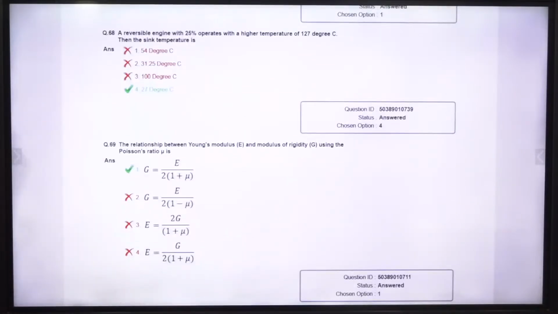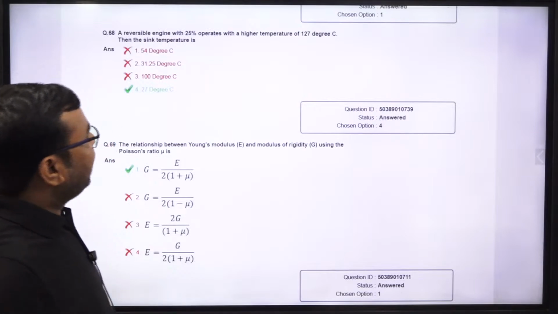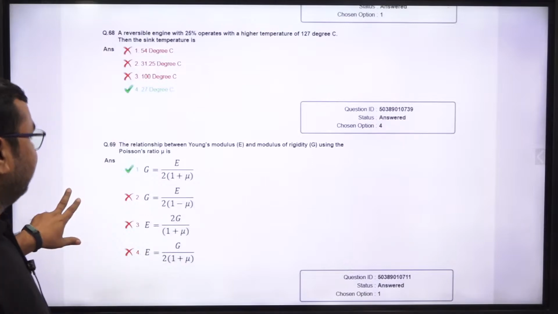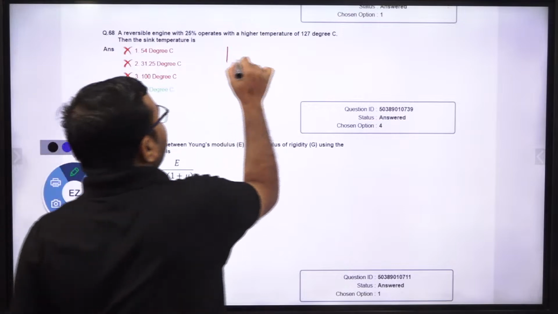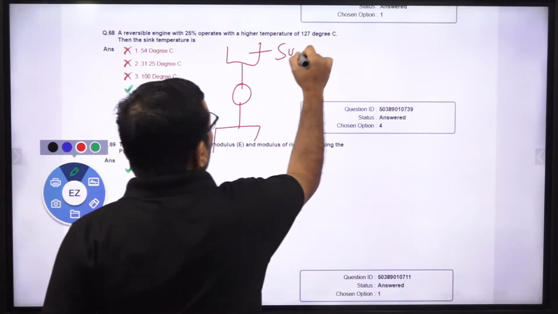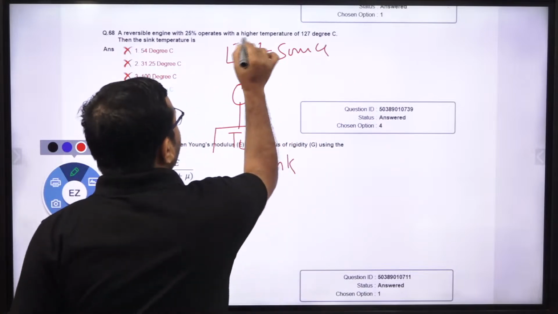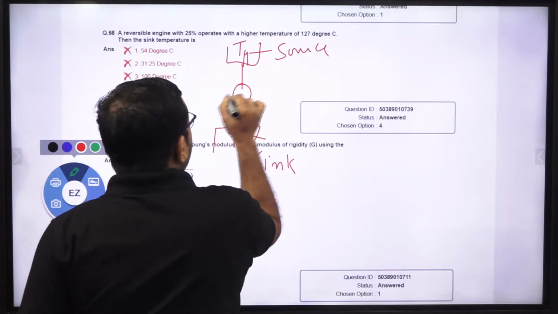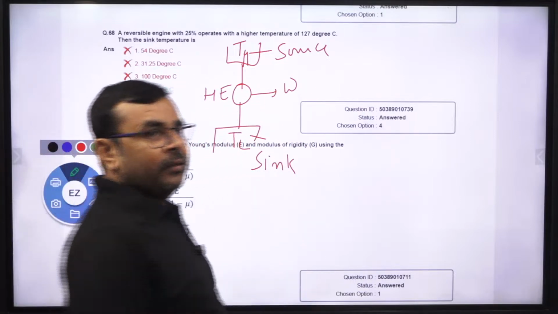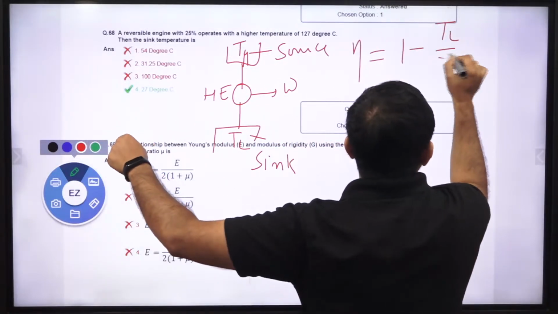Okay, what about this? A reversible engine with 25% efficiency operates with a higher temperature of 127 degrees centigrade. What is the sink temperature? Obviously, we know that any device which works on two thermal reservoirs, this is called as source and this is called as sink. And obviously in sink we have lower temperature, in source we have higher temperature. And let's say if this is a heat engine, then obviously it will produce some work. Yes or no? So if I write efficiency of the system, then this is nothing but 1 minus TL by TH. Yes or no?